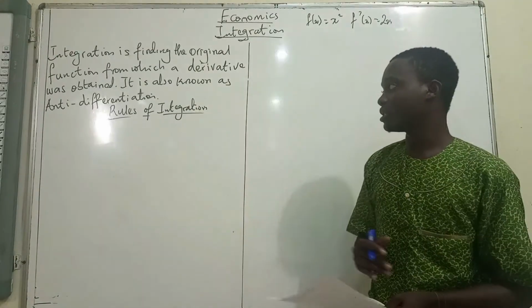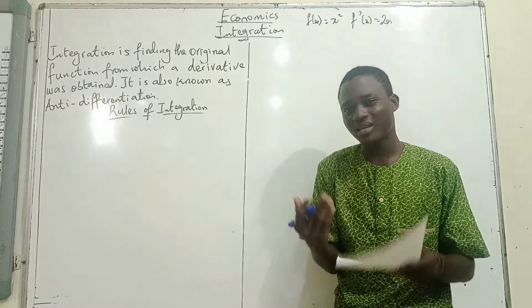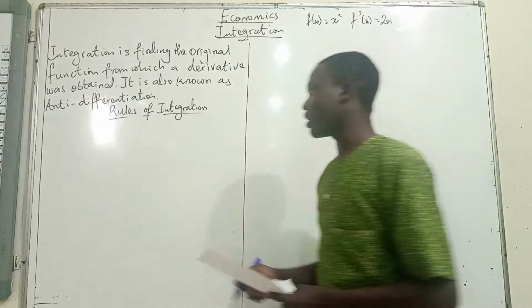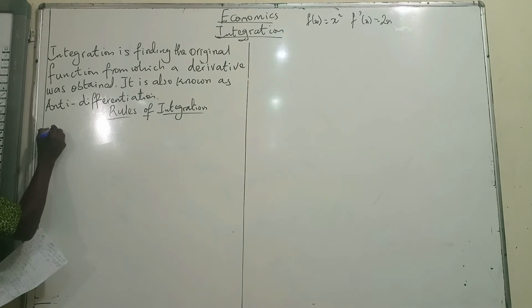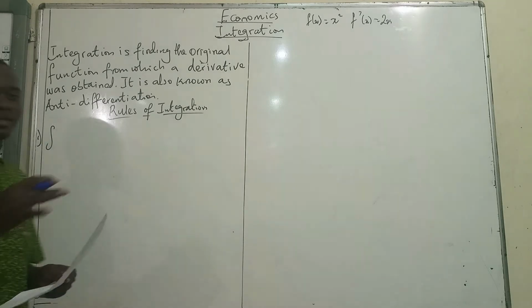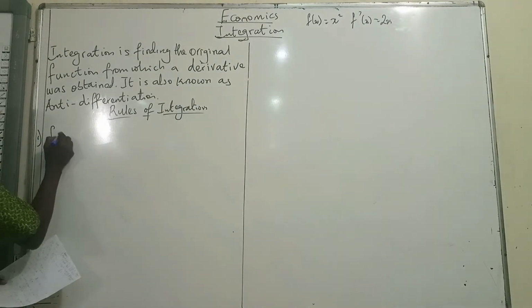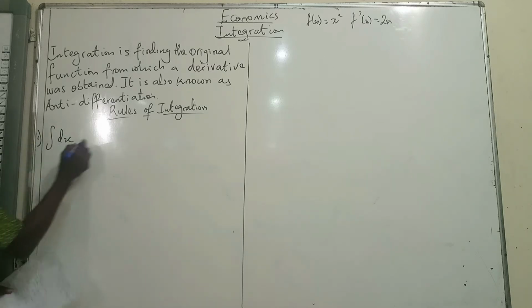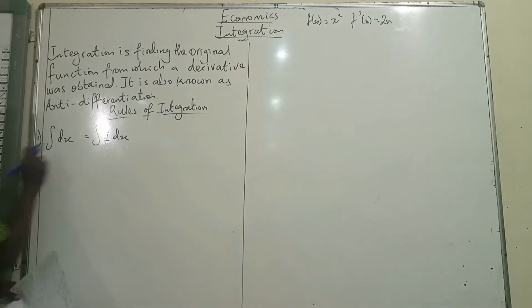Now we have rules of integration, and I think I have 9 here, and some of them I think are not that necessary because they seem to be repetitions. But no problem, we are going to deal with them in our own way. So number one, we have the integral sign, just like a slanted s, integral of dx. How do we find the integration of this? This simply means integral 1 dx. 1 times dx will give you dx back.